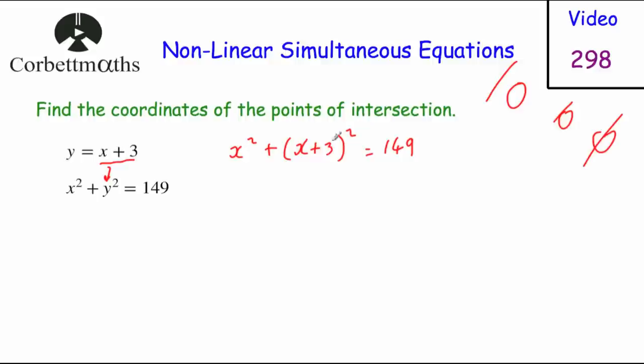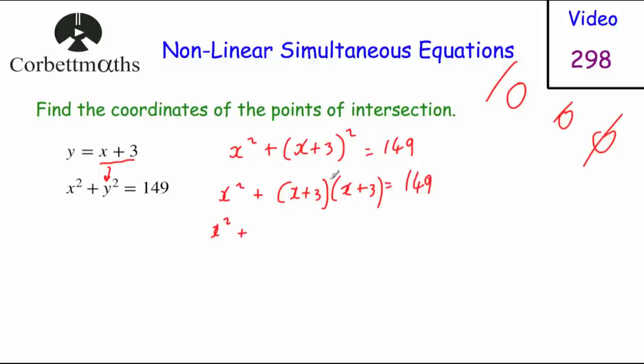Now what we're going to do is expand our brackets, bring everything over to one side. Hopefully it'll be a nice quadratic and we can solve it. That'll give us our values for x, and then we can substitute those back into the top one and get our values for y. So let's do that. So we've got x squared plus, and then here we've got x plus 3 squared, so let's write the bracket out twice beside each other because we're multiplying x plus 3 by itself. That equals 149. Let's expand these brackets. So we've got x squared, and don't forget that x squared at the front, plus.